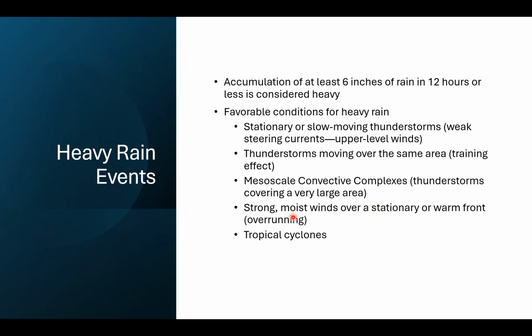Additionally, with heavy rain, you can get strong moist winds overrunning a stationary or warm front, that overrunning process, and then tropical cyclones. We know this all too well. If you live anywhere from Texas to Florida along the Gulf Coast, or anywhere from Florida up the East Coast, we've seen some prolific rainfall amounts associated with landfalling tropical cyclones.